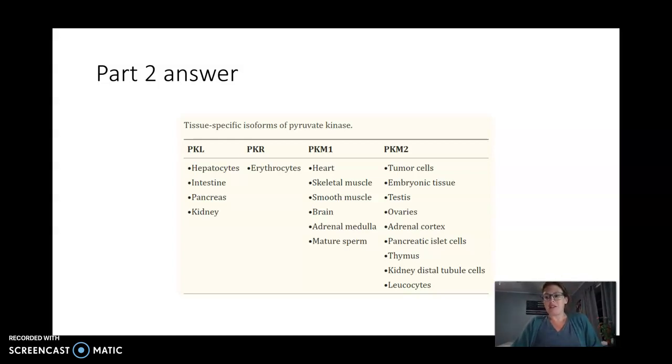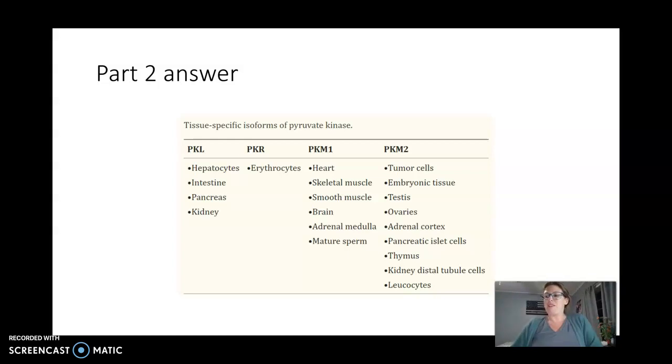PEP is converted to pyruvate via pyruvate kinase during glycolysis, as noted earlier. Malignant cells have a high rate of glycolysis, and it has been stated that the shift towards M2 in the tumors represents a mechanism to gain allosteric control of the enzyme and allows for activation and inhibition of the enzyme during the cell cycle. PKM2 enzyme activity is subject to complex allosteric regulation, which is crucial for tumor progression and growth.